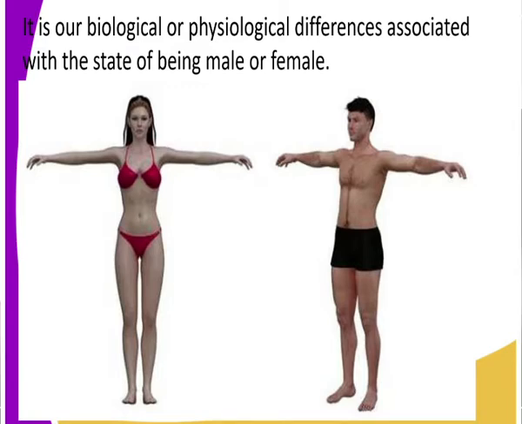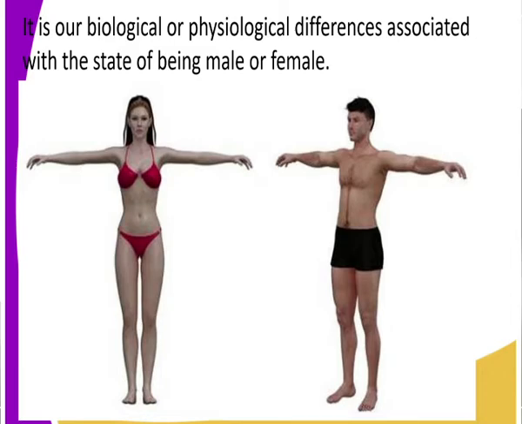When we talk of the biological setup, it is the body organs. What are some of the body organs that show that this is a female? We can name them. Our biological makeup: in female, we have the breasts. The female must have the breasts. Talk of the hips, and talk of the vagina. All those are the biological makeup of a lady. That is what defines you as a lady.